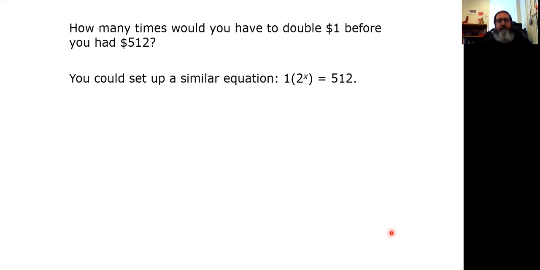The $1, we're doubling it, so times 2. An unknown number of times we're going to double it, that's the power of x. I want to have $512. Now, how would I solve this? Well, obviously, I still need to just figure out 2 to what power would equal 512. So then the question becomes, how do I do that other than going, okay, 2 times 2 is 4, times 2 is 8, times 2 is 16, times 2 is 32? How do I do that?